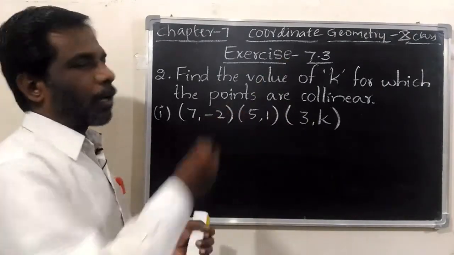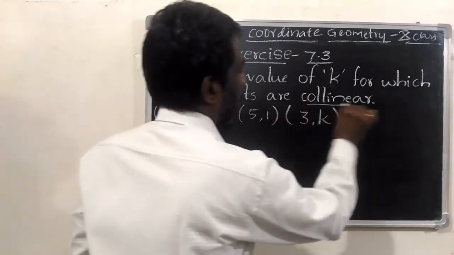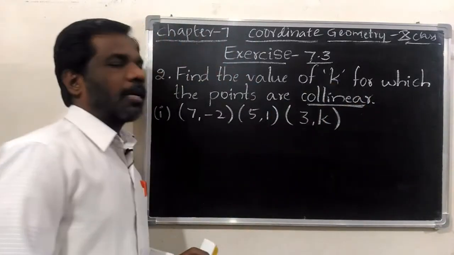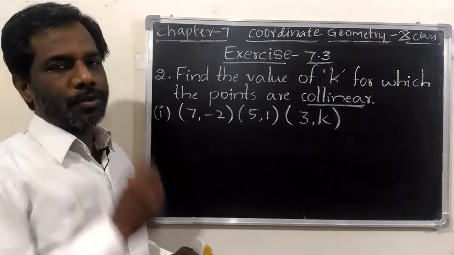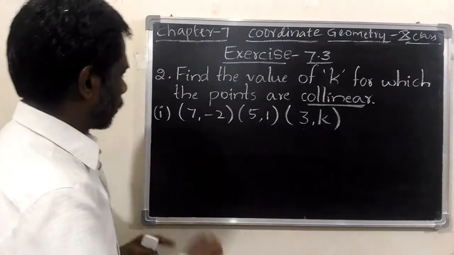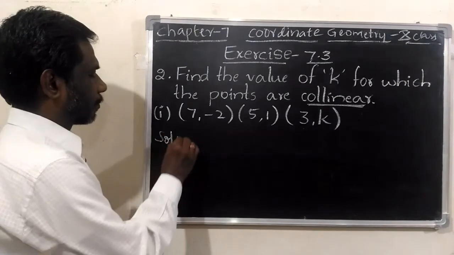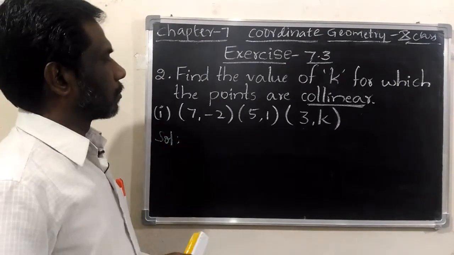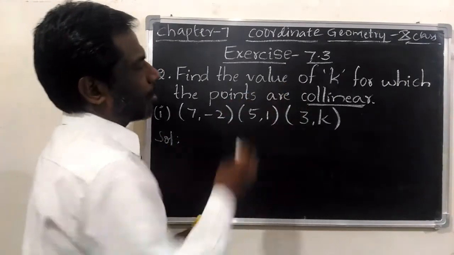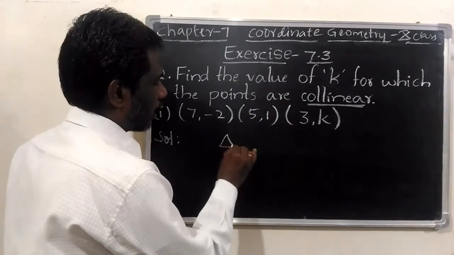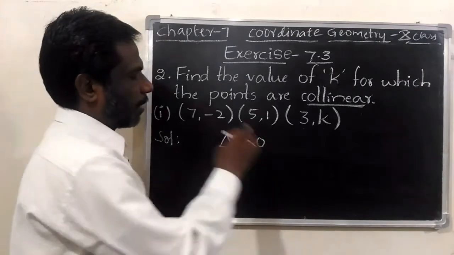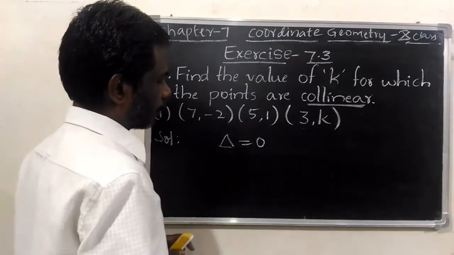So what they have given is that the points are collinear. It means the area of the triangle, delta, is equal to 0. So let us solve this problem. Already in the question they are saying collinear points. It means delta equals 0, area of triangle equal to 0.